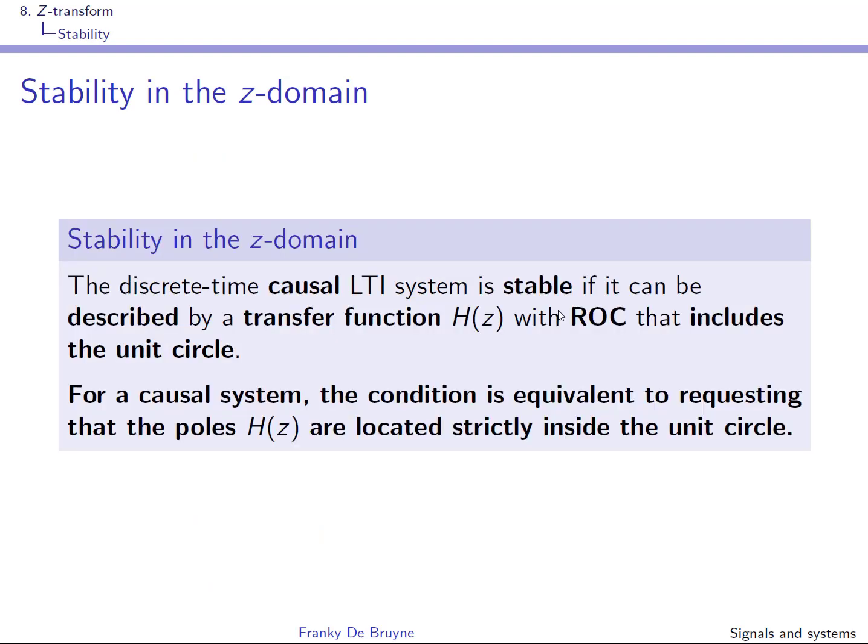This tells you that a discrete causal linear time invariant system is stable if it can be described by a transfer function H(z) that has a region of convergence that includes the unit circle. And we will see in the next slide that for a causal system this condition is equivalent to requesting that all the poles of the transfer function are located strictly inside the unit circle. This is not a surprise. We had seen this already in a few examples.